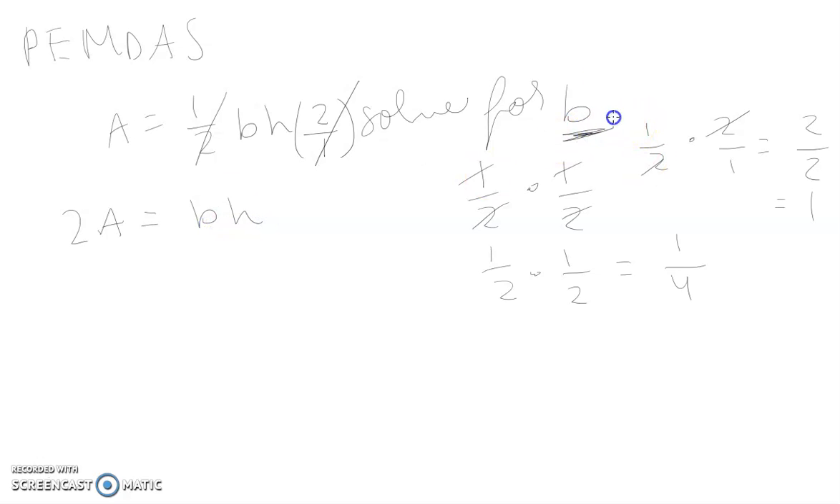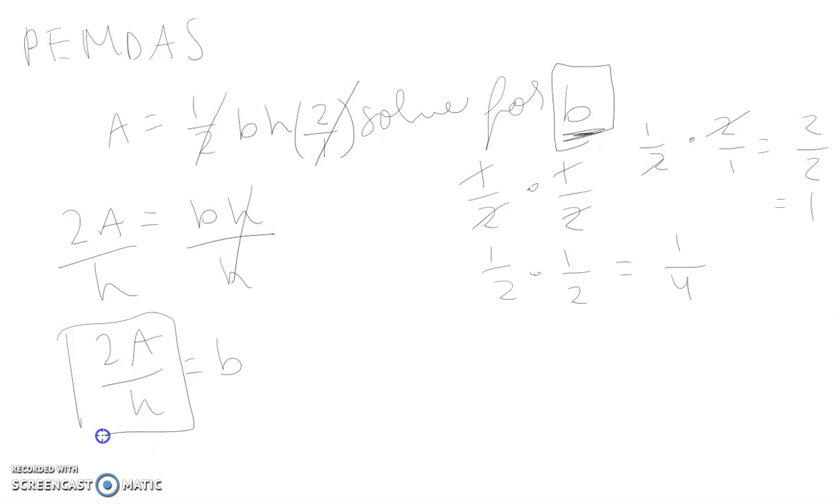Now we're solving for b. It's really messy, so I'm going to box it. We're solving for b, so all we have to do now is, like I said before, pretend the h is a 2. We just need to divide by that value. So we're just dividing by the h right here. So it's 2a over h is equal to b. That's the equation. Okay.